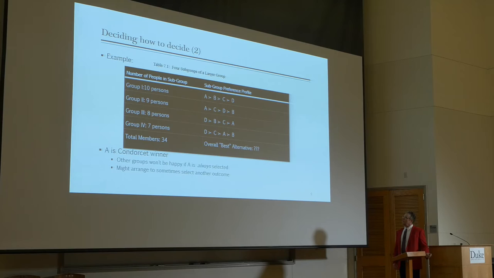Now, A then is the Condorcet winner because you can convince yourself, if you take a few minutes, A beats B, beats C, beats D. But other groups might not be happy if A is always selected. So you might arrange to sometimes select another outcome to share. So this is a problem of majority rule when there is a Condorcet winner, which actually suggests a potential advantage you may not have thought of from cycling.